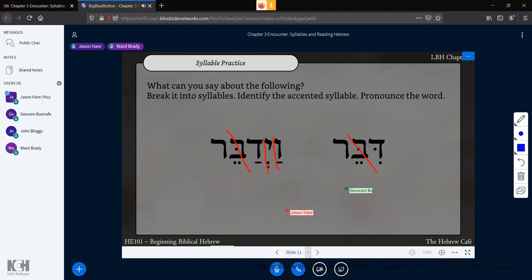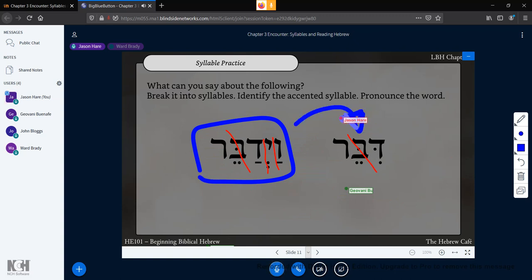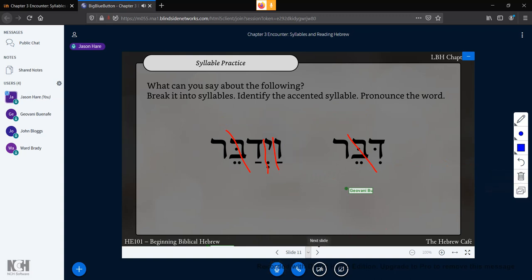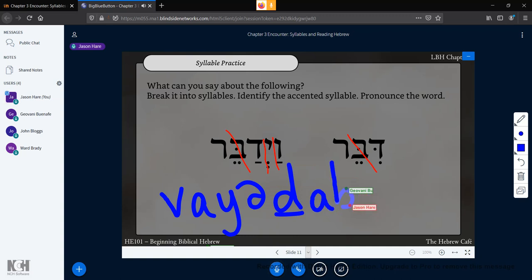This is far more common than this. This is like the simple past, Diber, but the narrative past is the one that's used over and over in the Bible. Vayedaber, and he spoke. Va, ye, da, ber, vayedaber, and he spoke. Okay, next.